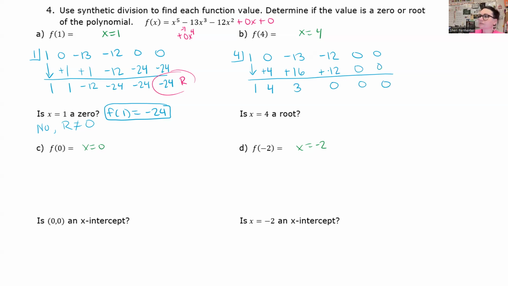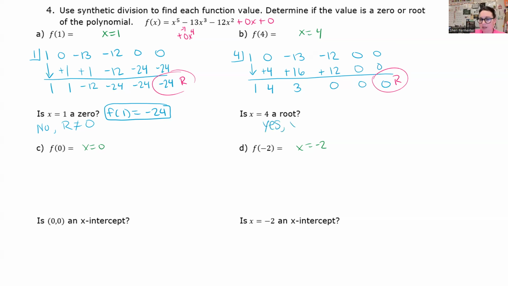Wait, where do we get 16 from? 4 times 4 is 16. So we always multiply, add, multiply, add, multiply, add. Remainder: 0. So is x equal to 4 a root?